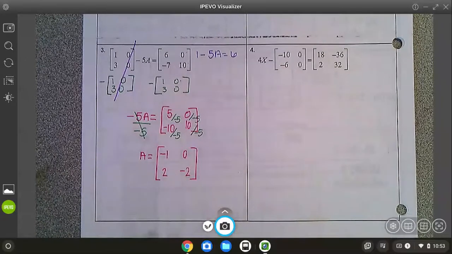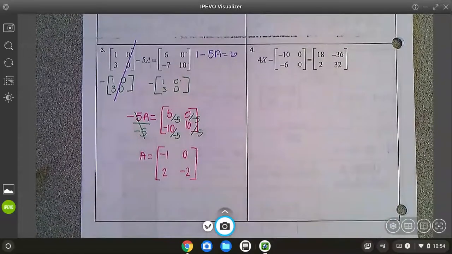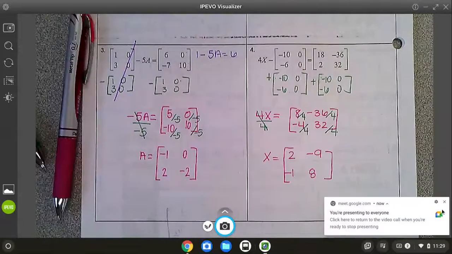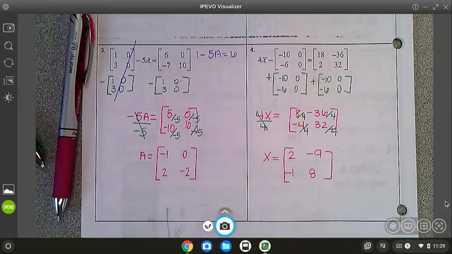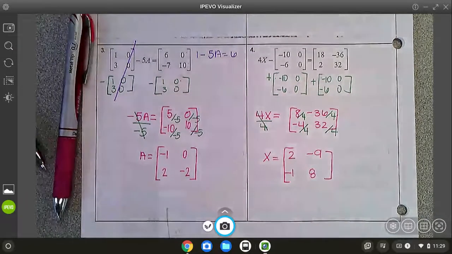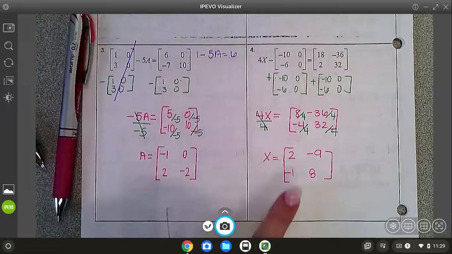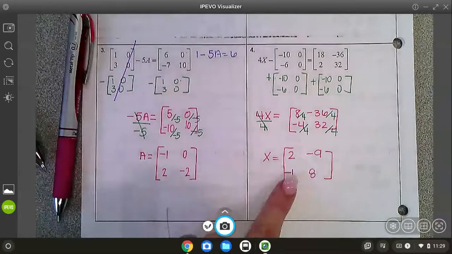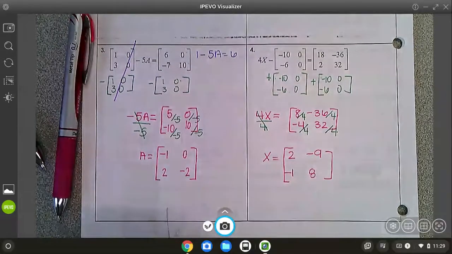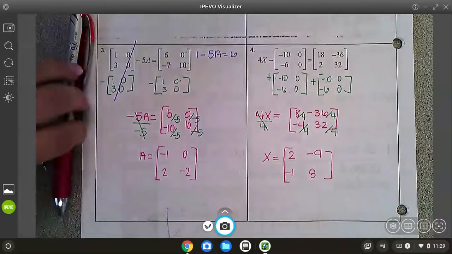So let's number 4. Go ahead and work on number 4. All right, so you are supposed to be working on number 4. So you should have added that matrix first and then divided by 4. Divided everything by 4 to get 2, -9, -1, and 8. Does anybody have any questions on this one?